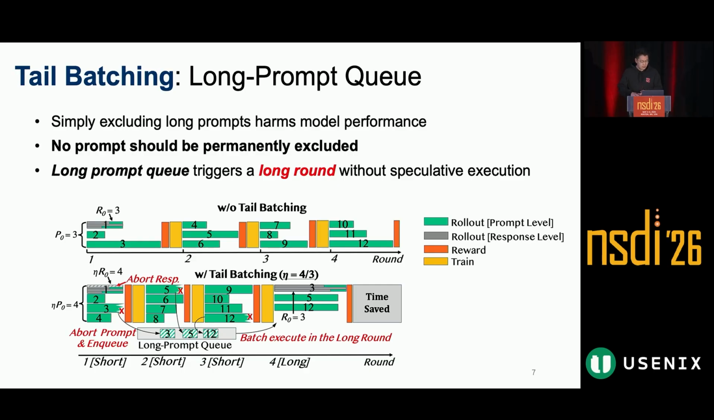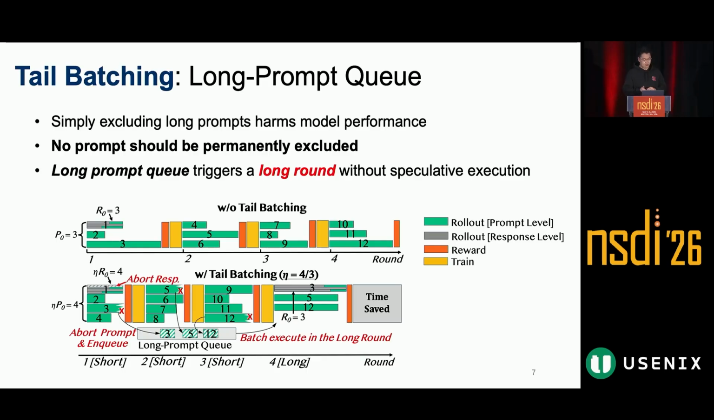In this round, each long prompt will generate only 3 responses, which means that tail batching will not invoke speculative execution in this round and tolerates the long-tail distribution. This round is considered a long round. So the full pattern of tail batching is quite clear now: several fast short rounds followed by 1 long round without speculative execution.